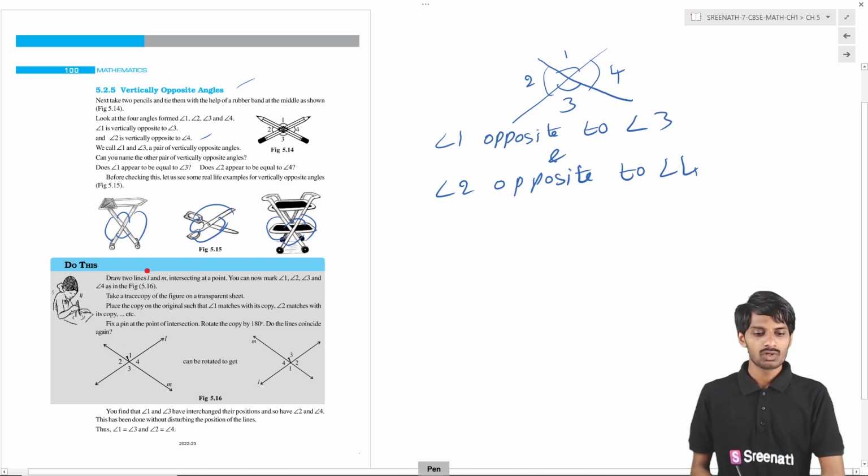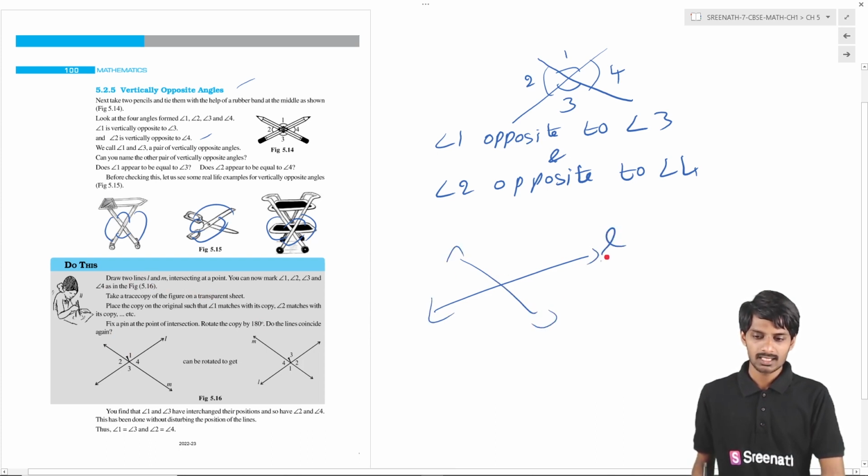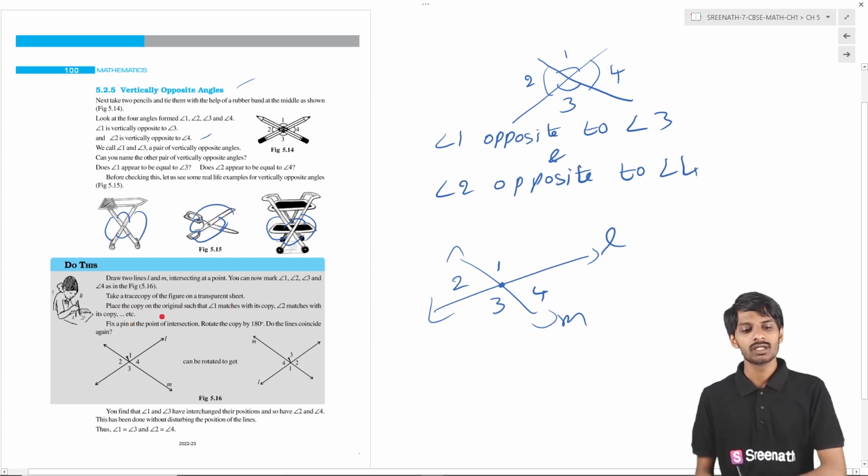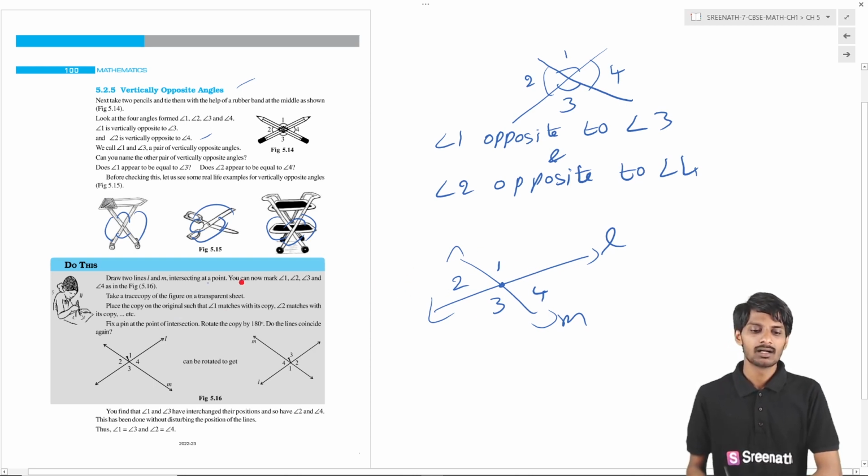Now draw two lines L and M intersecting at a point. This is L and this is M. You can now mark angles as in figure 5.16. You have to mark angle 1, angle 2, angle 3, angle 4 like that. Take a trace copy of the figure on a transparent sheet. Place the copy on the original, such that one matches with its copy, and two matches with its copy.